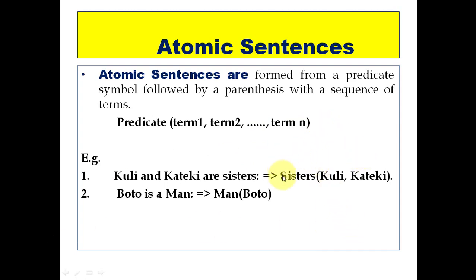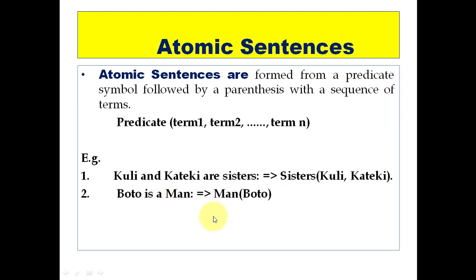The predicate will be sisters. I am focusing on sisters, so this is our predicate. And who exactly participates in that predicate? Kuli and Keteki. So sisters, Kuli and Keteki. Then, Boto is a man. Here I am focusing on man. So man is the predicate here, and who is participating in the predicate man? That is Boto.